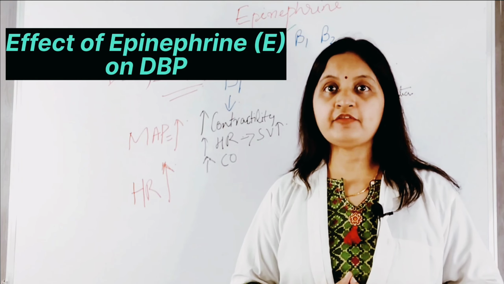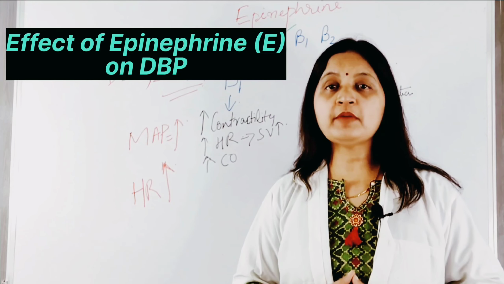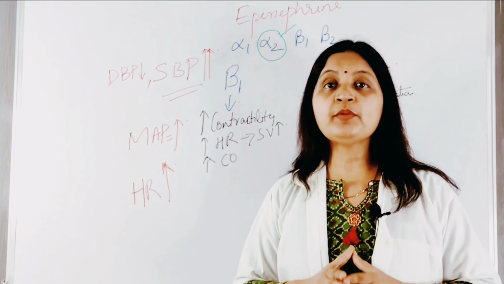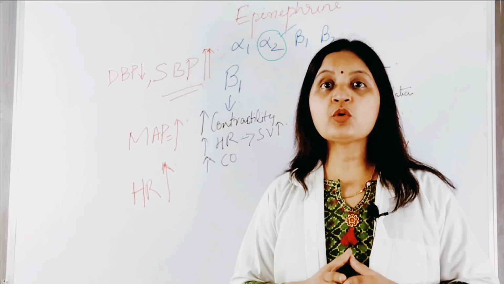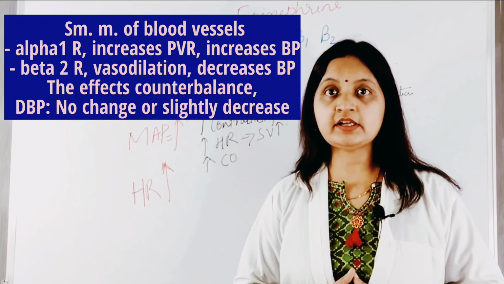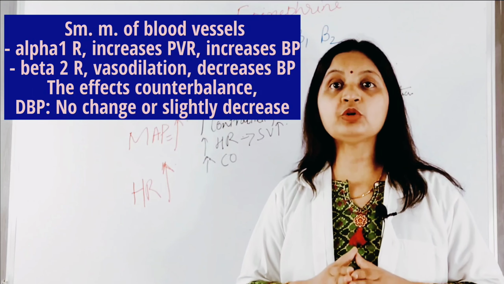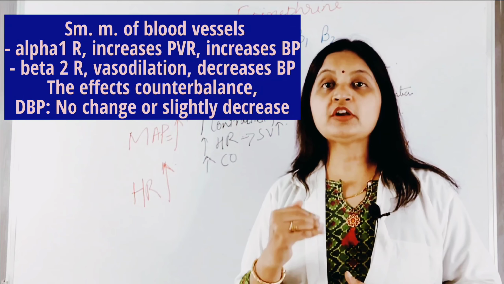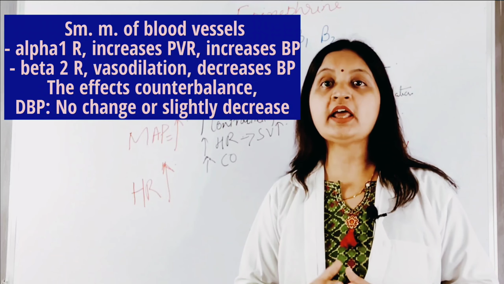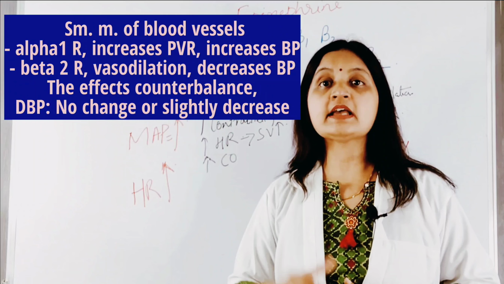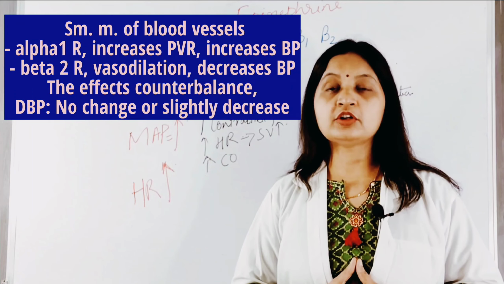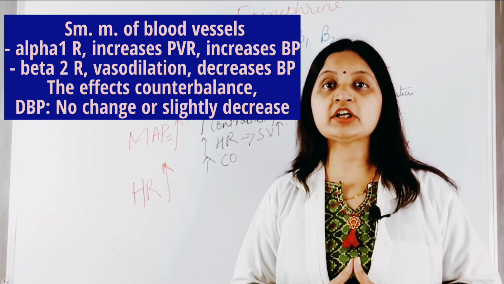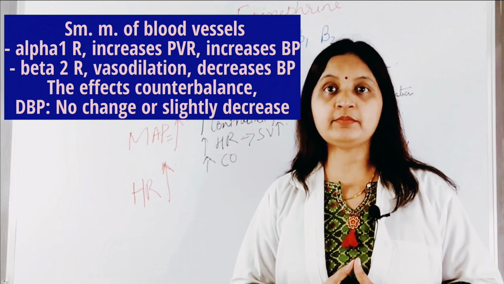So what is the effect of epinephrine on diastolic blood pressure? The smooth muscles of the peripheral blood vessels have alpha-1 and beta-2 receptors. The stimulation of alpha-1 receptors causes vasoconstriction and an increase in peripheral vascular resistance, while stimulation of beta-2 receptors causes vasodilatation and a fall in blood pressure. So stimulation of alpha-1 receptors increases the blood pressure and stimulation of beta-2 receptors causes a decrease in blood pressure. So the overall effect on diastolic blood pressure is either no change or a slight decrease in diastolic blood pressure.